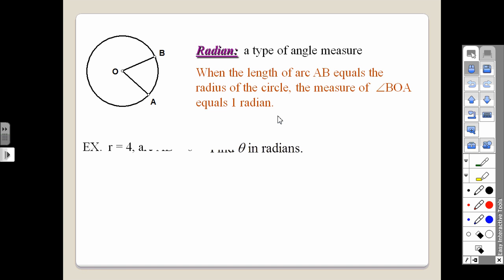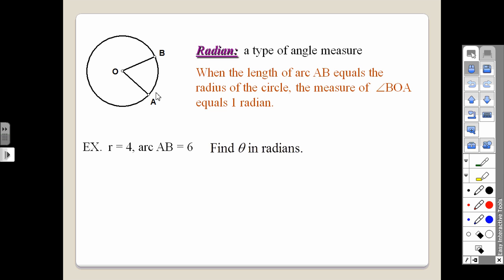All right, so here's an example. What if I told you that the radius of a circle was 4 and your arc length is 6, and I asked you to figure out the measure of the angle that is created, but you need to find it in radians. So if you think about it, this part is 4, this part is 4, but this is 6. And since this arc length is more than the radius, we know it's going to be more than 1 radian. But by how much? How would you figure that out?